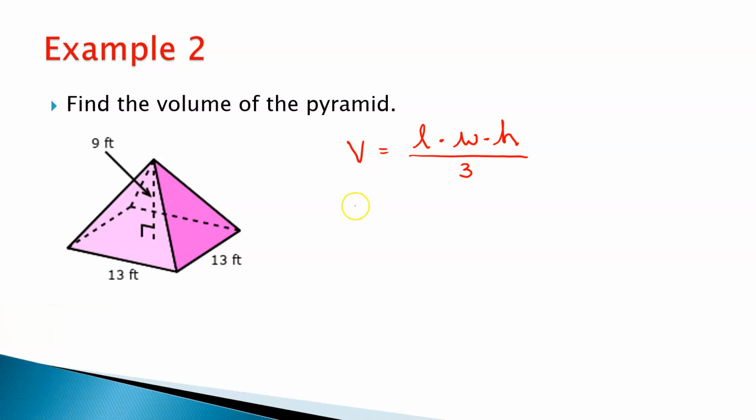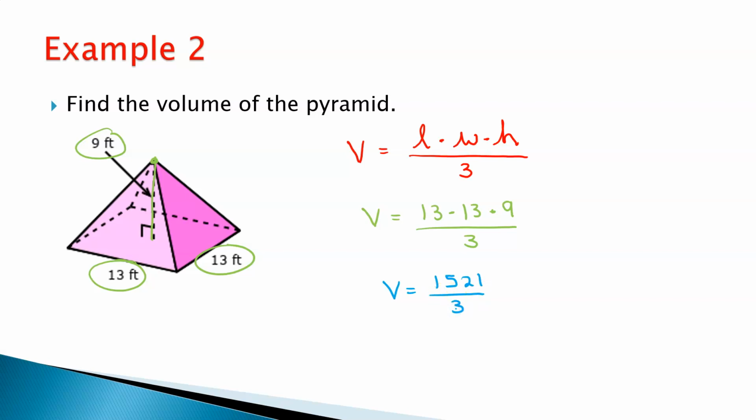Let's fill in everything that we know. Volume is equal to my length here. It doesn't matter, they're both 13. So I'll use 13 times what's my width, another 13, times what is my height from the very top of the pyramid down to the bottom. That is 9 feet. And we're going to divide all of that by 3. We're going to take 1/3 of that rectangular prism. So what is 13 times 13 times 9? That gives me 1,521.